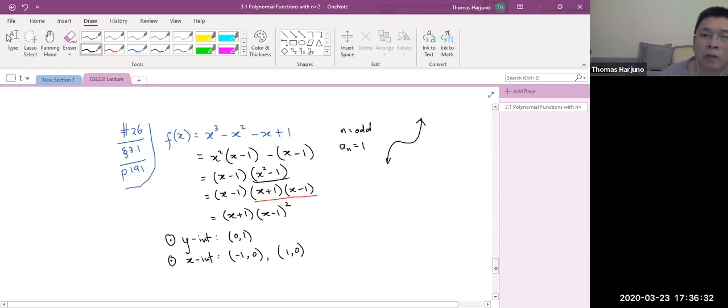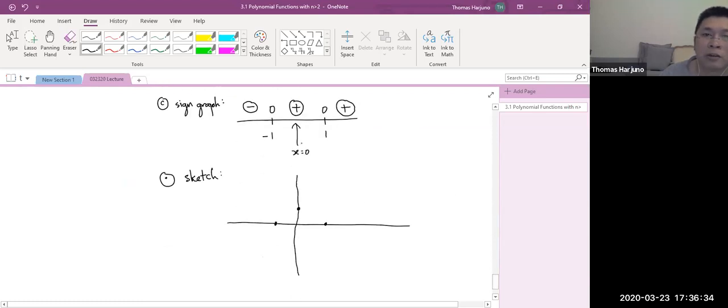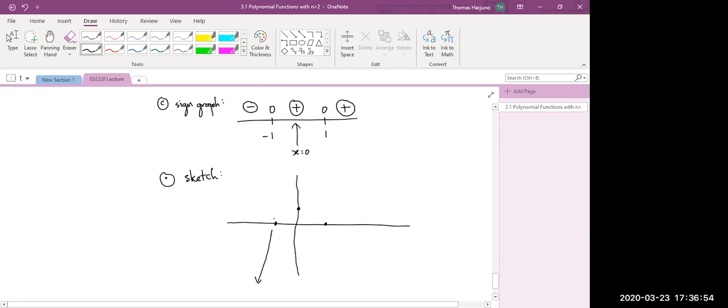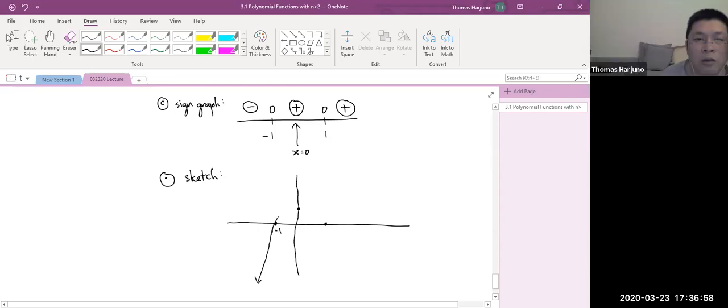Now, let me go back to the sine graph again. You see here, to the left of negative 1, it should be below the x-axis. To the right of positive 1, it should be above the x-axis. So as x goes to negative infinity, y also goes to negative infinity. And then once it crosses x equals negative 1, it goes above the x-axis and touches the y-intercept.